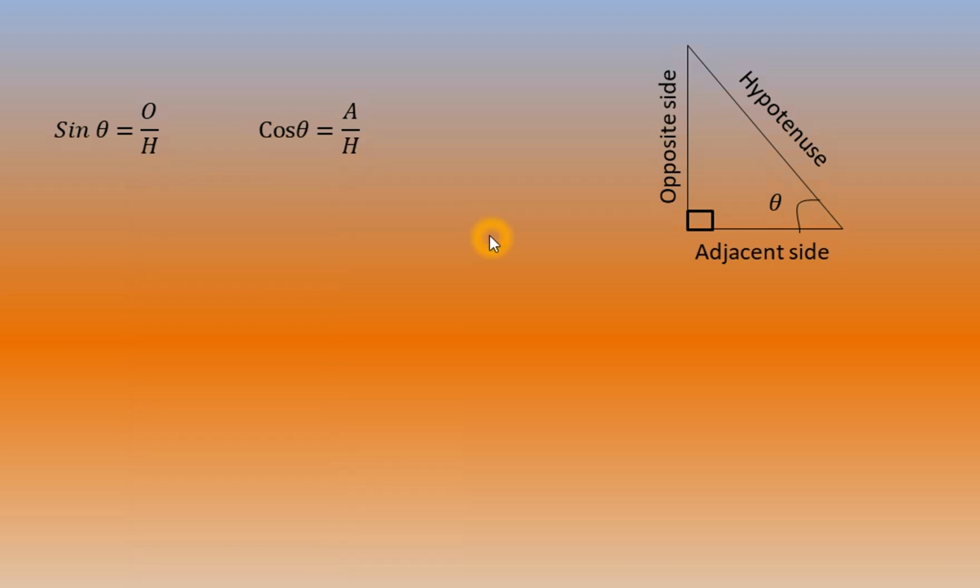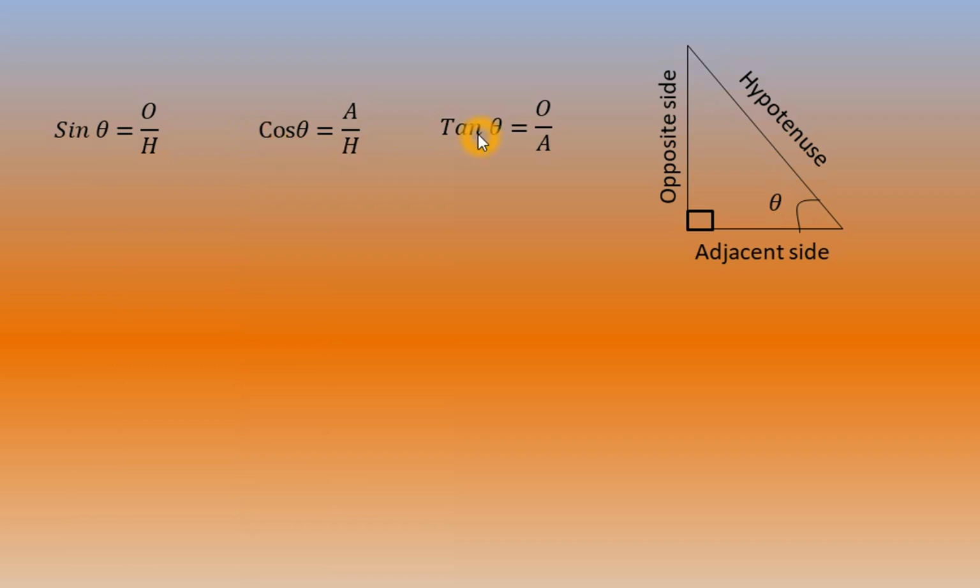Okay, the next one, tan theta. Tan theta is equal to, take both numerator parts. What is the first numerator part? Opposite side. What is the second numerator part? Adjacent side. That is, it is defined like this: tan theta is equal to opposite side by adjacent side. Clear? That is, if you divide sin theta by cos theta, in that case you will get which ratio?